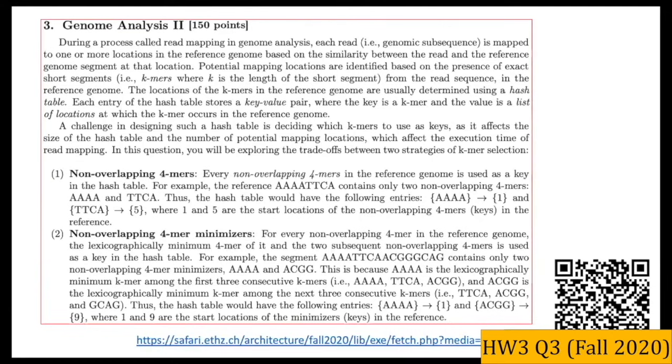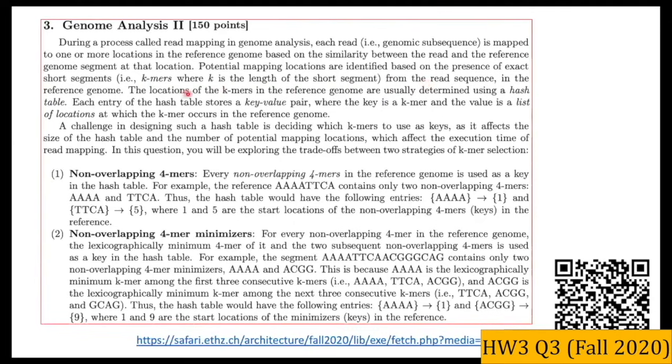So there are basically many potential mapping locations, and these locations are identified based on the presence of exact short segments, and these short segments we call k-mers, where k is a parameter which is the length of such a short segment. So if it is 4, then we replace the k with 4, for example. These short segments we extract from the read sequence, and if they exist in the reference genome, then we have some insight about these potential locations.